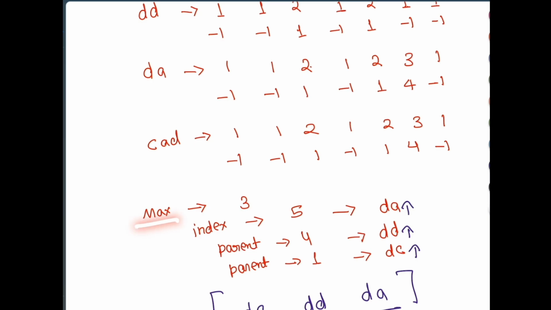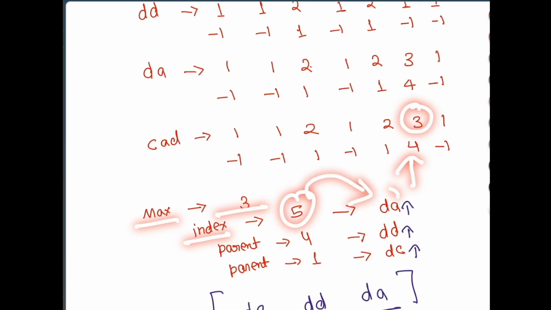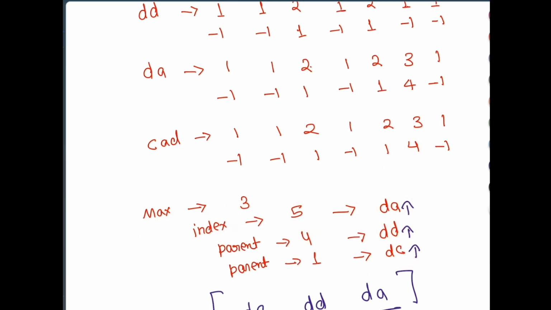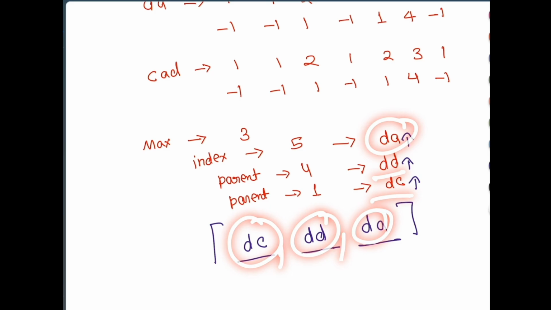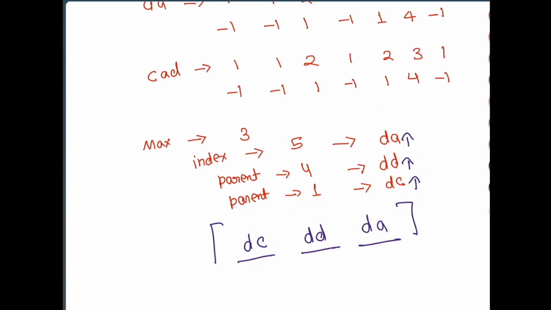So now the maximum value is 3. You will say, what is the index of this 3? It is 5. It is at index number 5. And what is the parent of this? The parent is 4. So you will first select the element at index number 5, which is DA, then go to the parent, which is at index number 4, which is DD, and at index number 4, the parent is 1. So at index number 1, you have DC, right? So you are able to fetch all the 3 elements, which is DA, DD, and DC. And since we are doing it from the reverse, we actually need to return DC, DD, DA, right? So you will find DA, then DD, then DC, and you are going to return it in reverse.